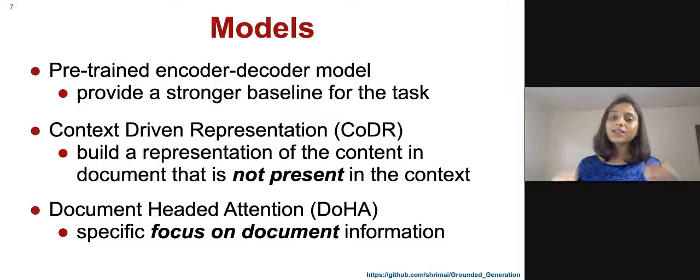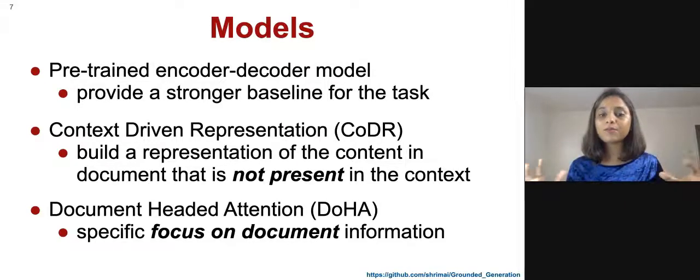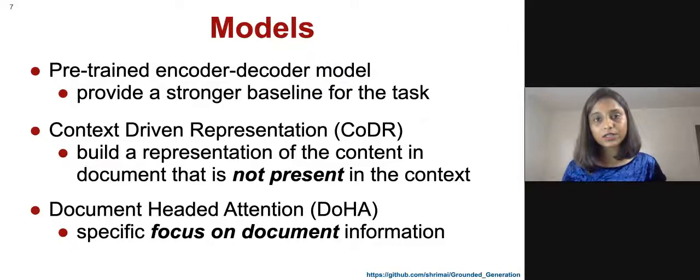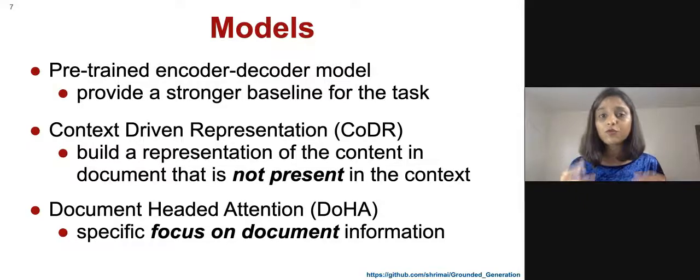But what this task really needs us to do is to build a representation of the information in the document that is not present in the context. That's why we have the first type of extension, which is the context-driven representation, or the CoDR model. The second thing this task really needs us to do is to focus on the information in the document. That's why we have the document headed attention model, or the DoHA model.